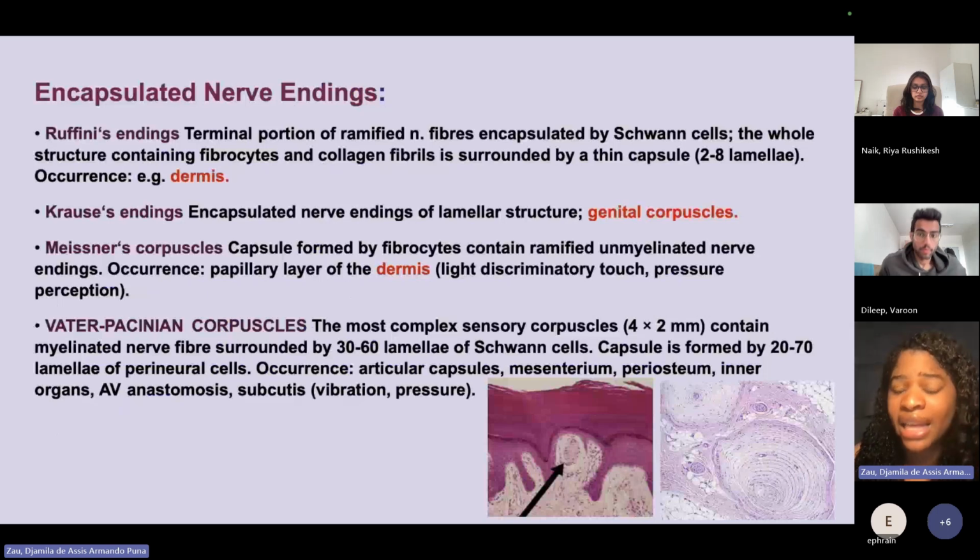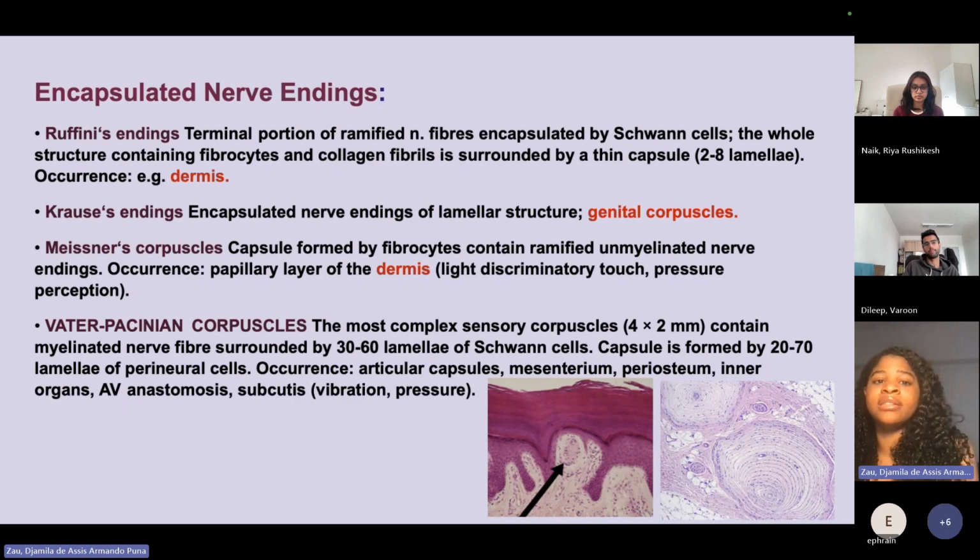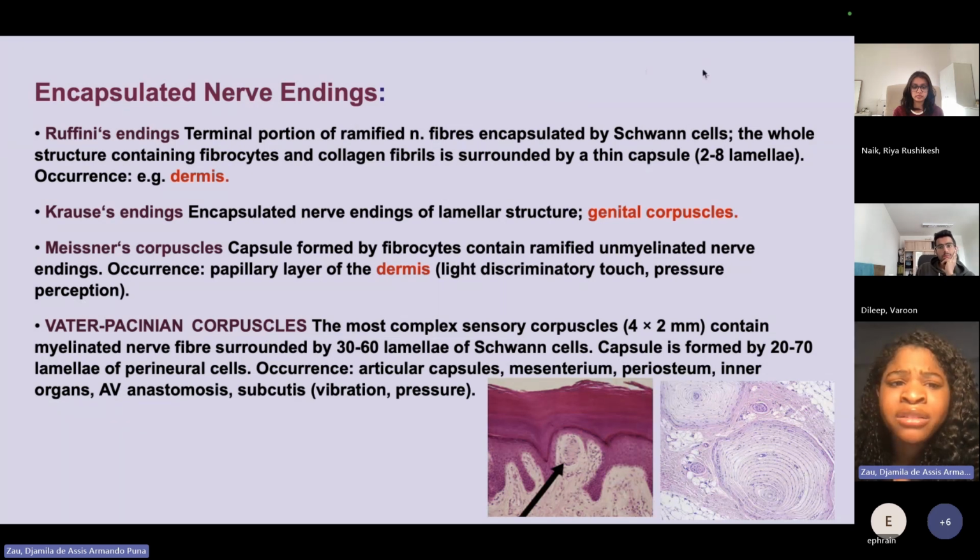And now we have encapsulated nerve endings. These encapsulated nerve endings, you can see them in your slides. I would say the most important ones, the ones that I remember we saw quite often in our slides, are the last two, which are Meissner's corpuscles and Vater-Pacinian corpuscles. But just for you guys to know, we have the Ruffini's ending, and know that the Ruffini's ending occurs in the dermis. We have Krause's ending, which occur in the genital corpuscles.